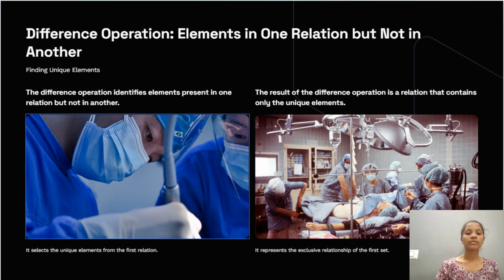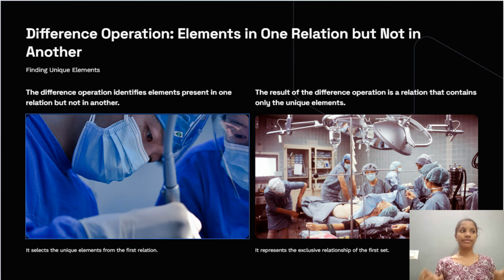Next, the difference operation eliminates elements in one relation but not in the other. So what is basically the difference operation? It eliminates the value in one relation that is not in the other relation, that is, not in table 2. So, finding the unique elements. The difference operator identifies the elements present in one relation but not in the other. It selects the unique elements from the first relation.